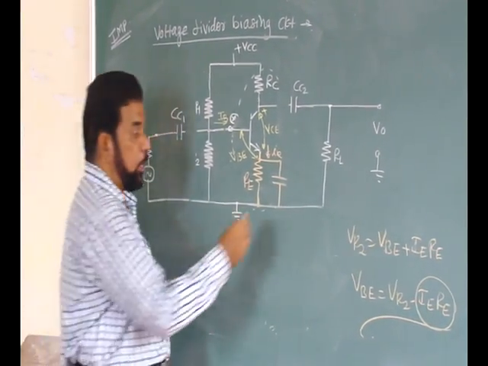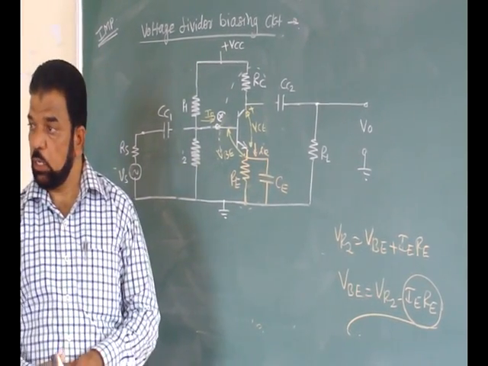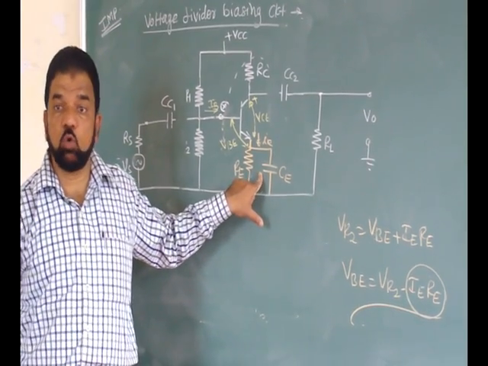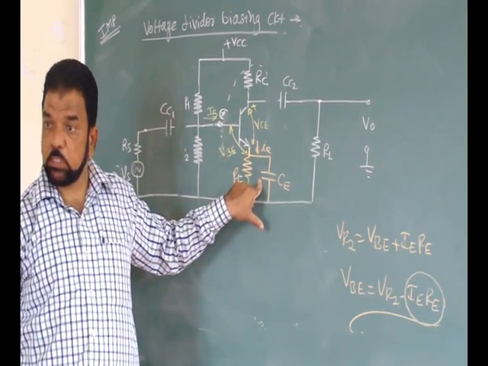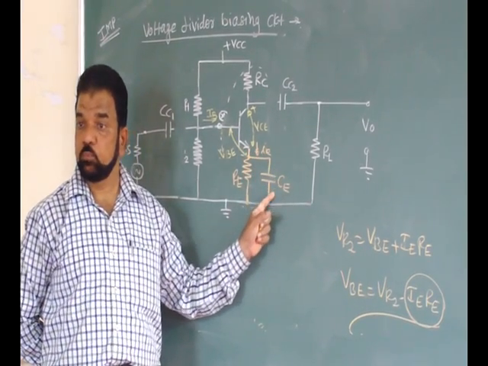And that another path is through the capacitor C. That's why this C is called the emitter bypass capacitor. So whatever the current is, this current flows through C.